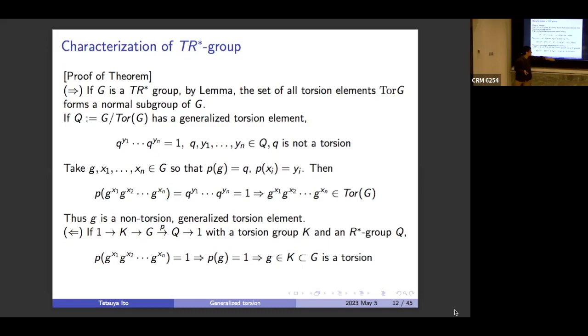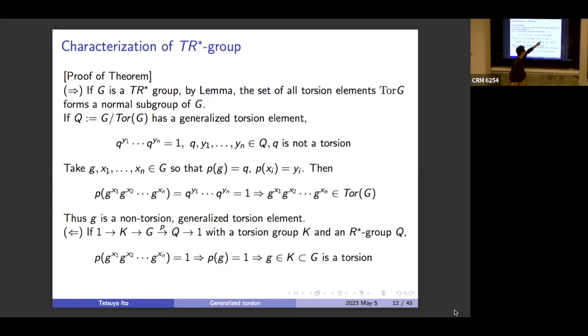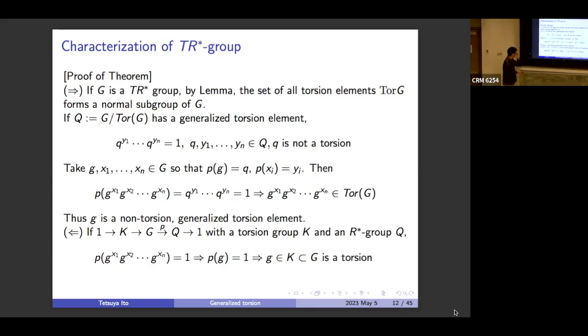Then we take some pullback. Then its suitable pre-image lies in the kernel, which is the torsion group. So its product is again the trivial element. So g is a non-torsion generalized torsion element. This is a contradiction.